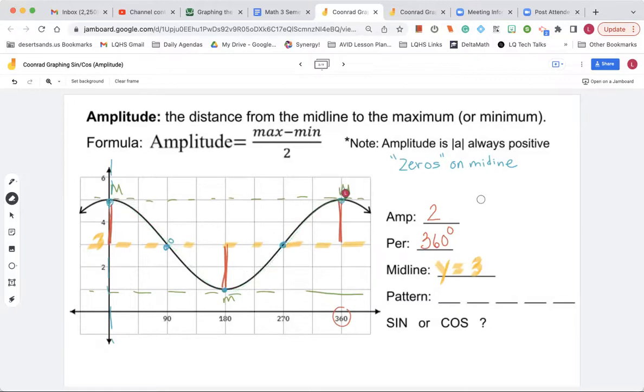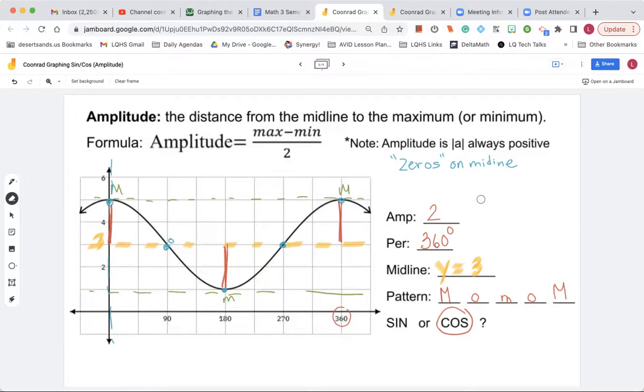And so then I'm going to note the pattern. The fact that it starts at maximum, then goes to the 0, then the minimum, then the 0, then back to the maximum. The fact that it starts at the maximum, I know it's the cosine, because if it started at the 0 and then max, it would be the sine. So that's what we know.